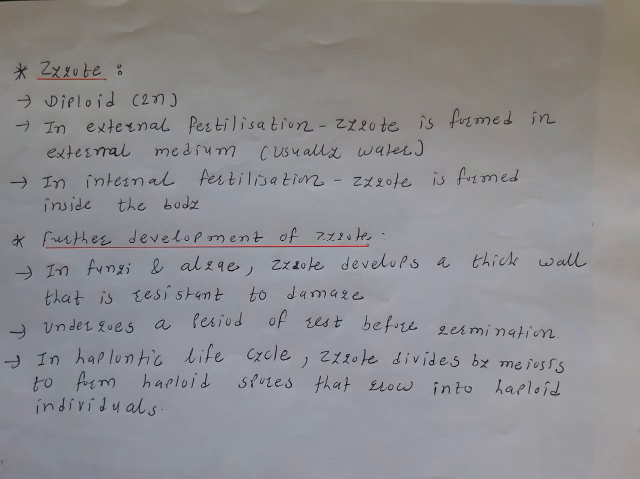It means that immediately after formation of the zygote, it does not undergo germination, but in between it takes some period of time as a resting period. In the haplontic life cycle, the zygote divides meiotically. The meiosis process takes place. It results in haploid spores, and through these haploid spores, a new organism is formed, that is, a haploid individual.